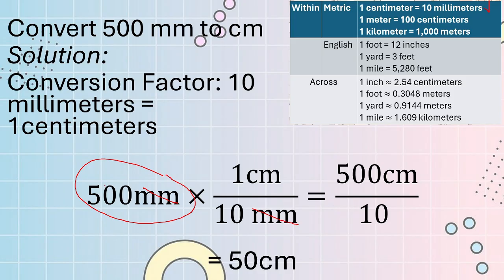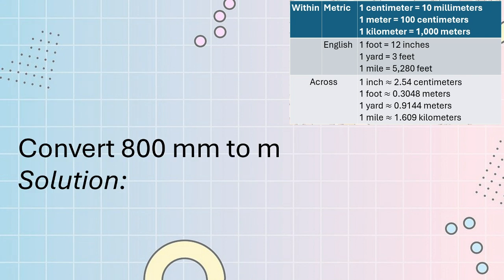Okay? And then, 500 over 1 ulit ito, di ba? So, 500 times 1 centimeter, that is 500 centimeter, and then 1 times 10. So, 500 centimeters divided by 10, that is 50 centimeters. Okay po. Next. Convert 800 millimeters to meters.